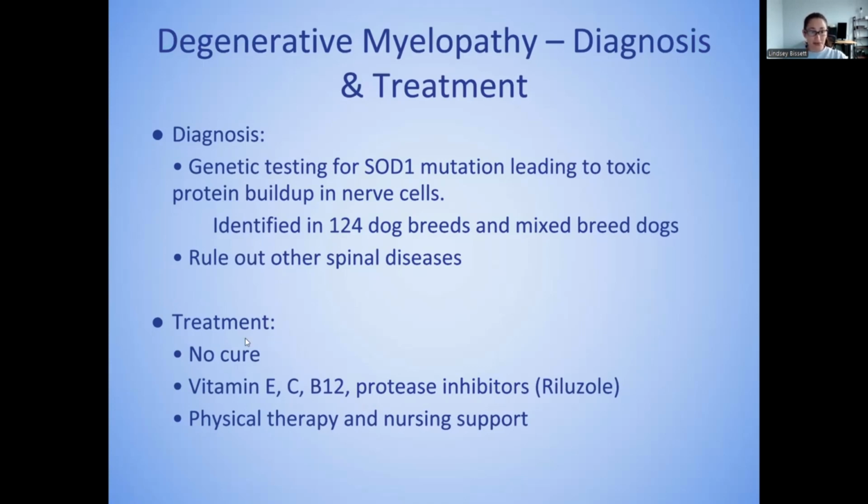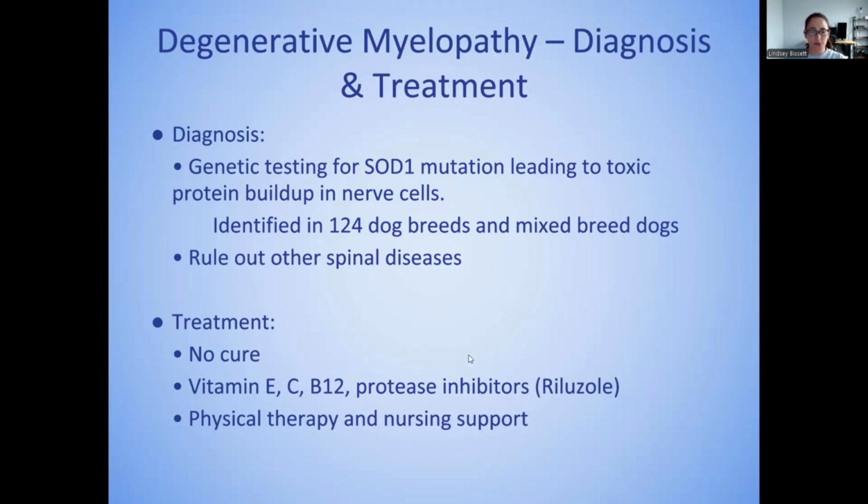Unfortunately, there is no treatment. It's a progressive disease that we really can't do much for. It's not going to hurt to give some antioxidant support with things like vitamin E, vitamin C, B12. There are also some people that will start them on protease inhibitors to help break down some of the protein in the nerve cells. The main one is riluzole. But unfortunately, it doesn't really help or prolong their quality of life very much.